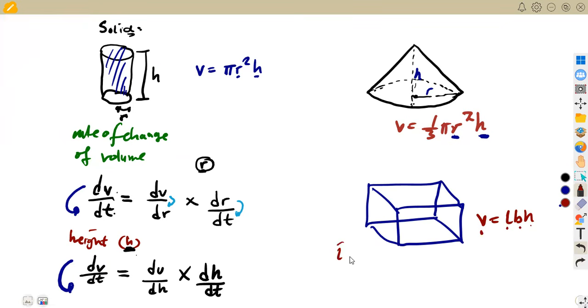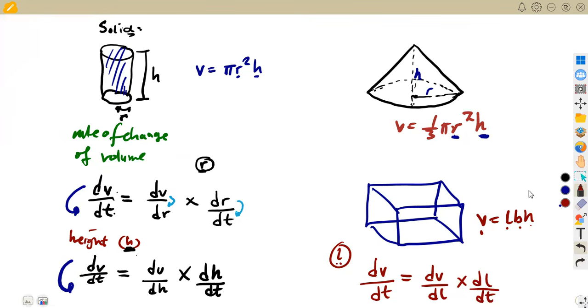If we are to write in terms of the length, it means the derivative of volume, the rate of change of volume with respect to time, is going to be the derivative of volume with respect to the length, times the rate of change of the length with respect to time. So if we have this, you can now find whatever you want. You can manipulate this formula into whatever you want.